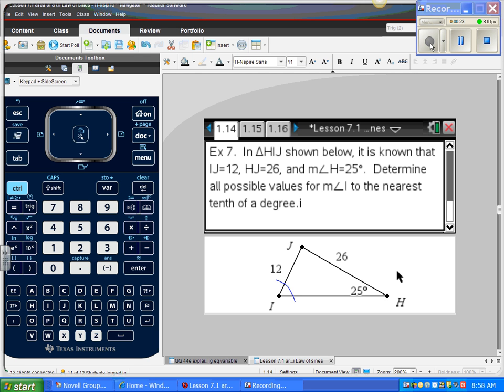It says in triangle HIJ, shown below, it is known that IJ is 12.